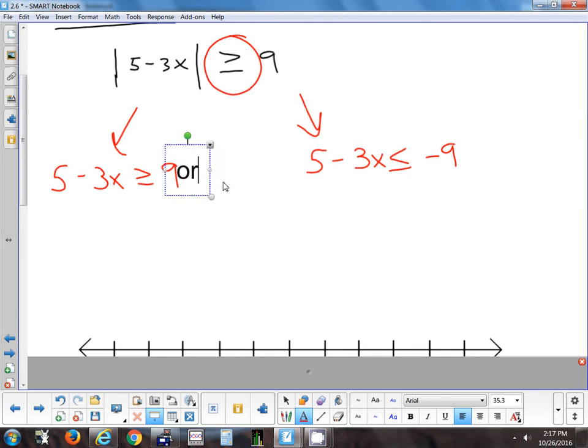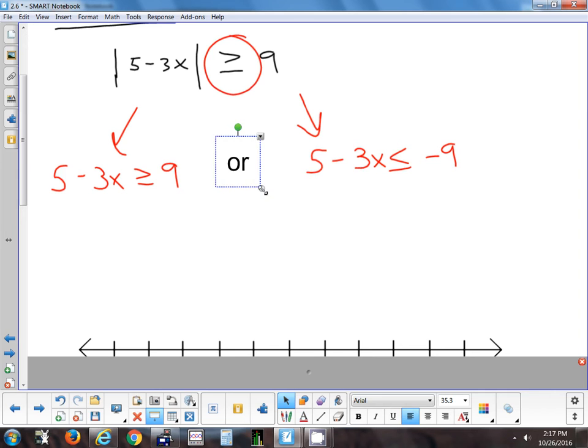Remember, go back to the original sign, and that's going to tell you what it is. If it's greater, it's "or." If it's less than, it's "and." Now we can solve it.